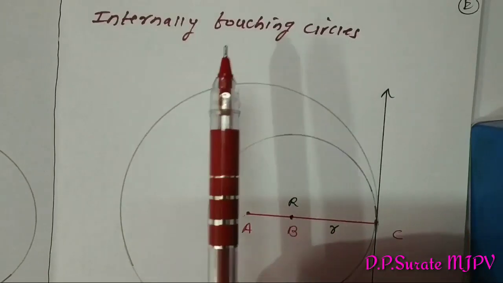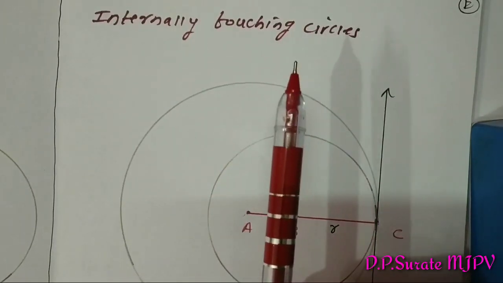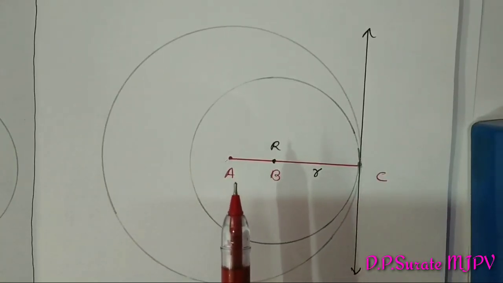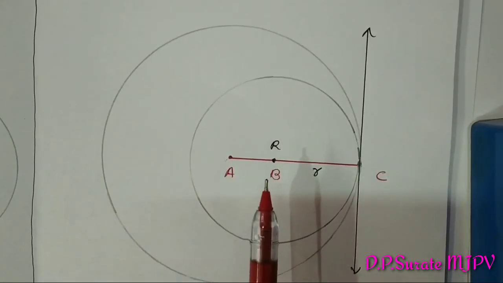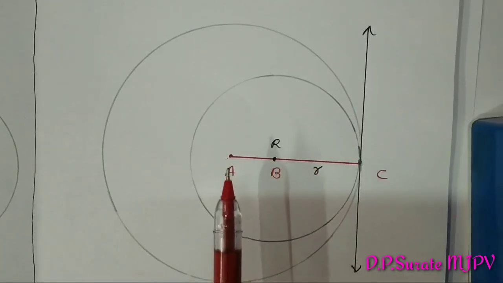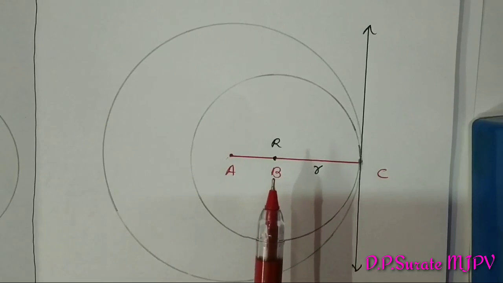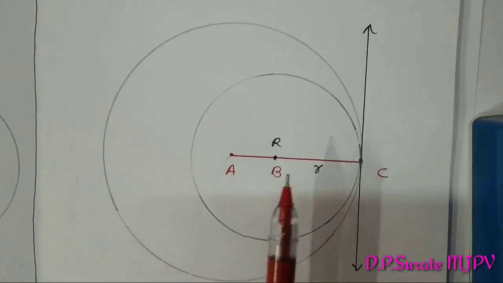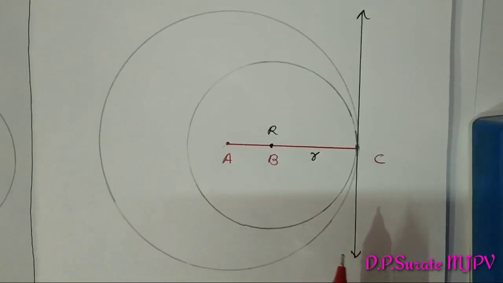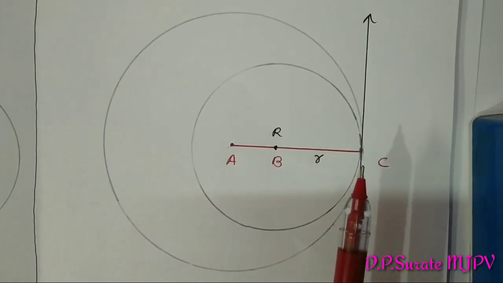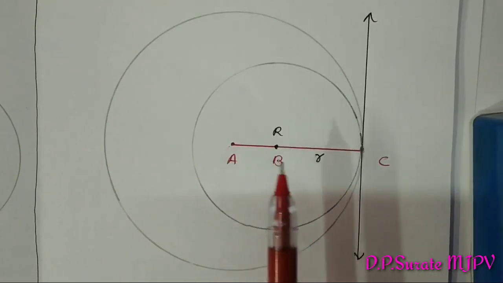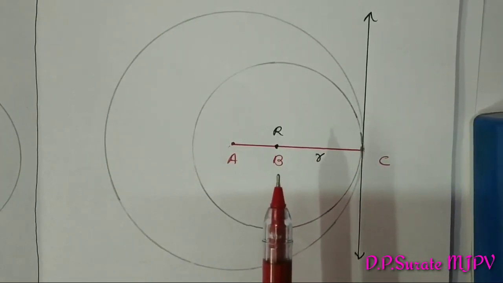If two circles are touching each other internally, then here we are taking A and B as the centers of the circles. Capital R is the radius of the circle with center A and small r is the radius of the circle with center B. Now again this line is a common tangent. Now here C is the point of contact. Again we have to find out the distance between the centers of the circles, A and B.